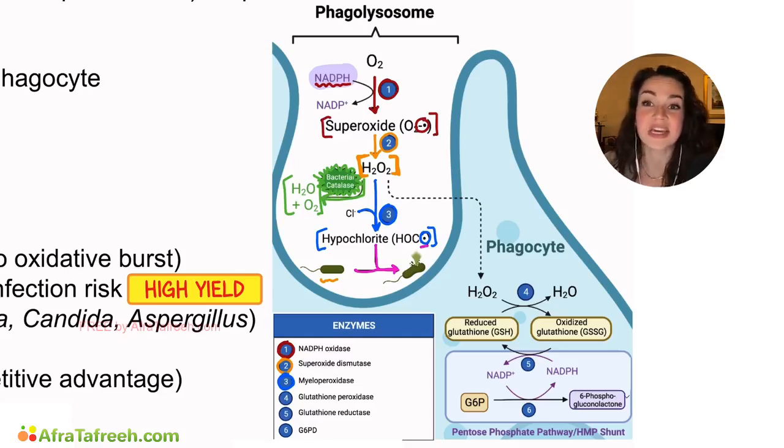All right, so we did it. We killed our bacteria. Fantastic. Now we have these reactive oxygen species floating around in the phagolysosome, and like I said, we can't let it stay there or it's going to destroy the phagocyte.